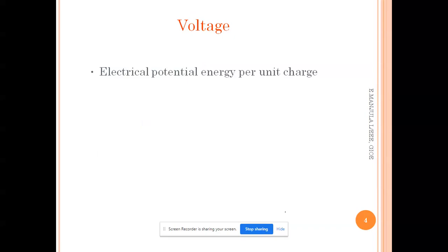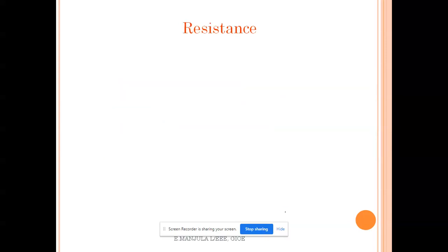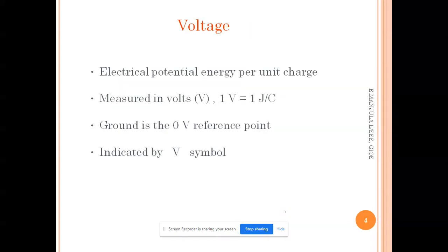Voltage. The voltage is electrical potential energy per unit charge, and it is measured in volts, and 1 volt is equal to 1 joule per coulomb. Ground is the 0 volts reference point, so ground always has 0 volts. And voltage is indicated by the symbol V. So this is about the voltage.